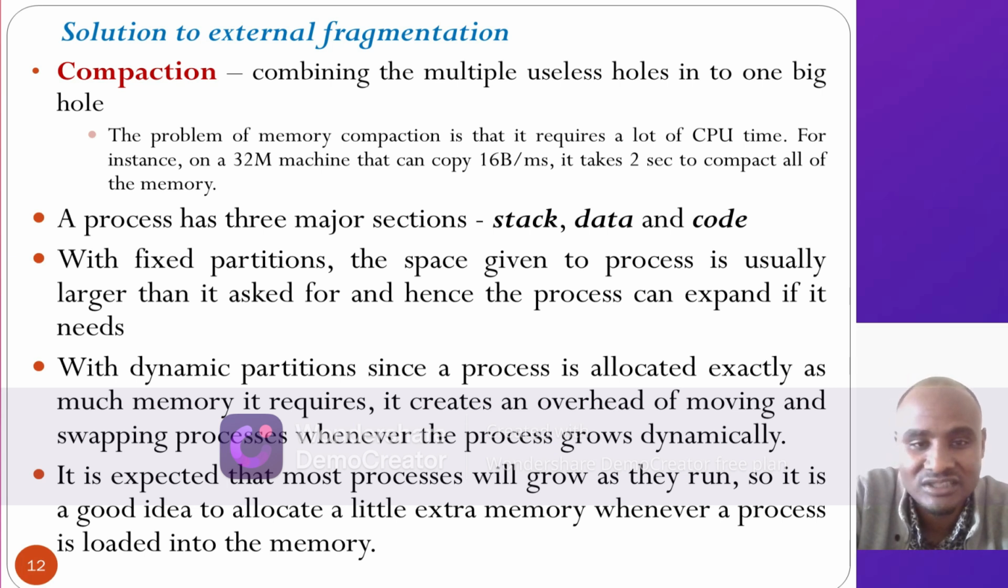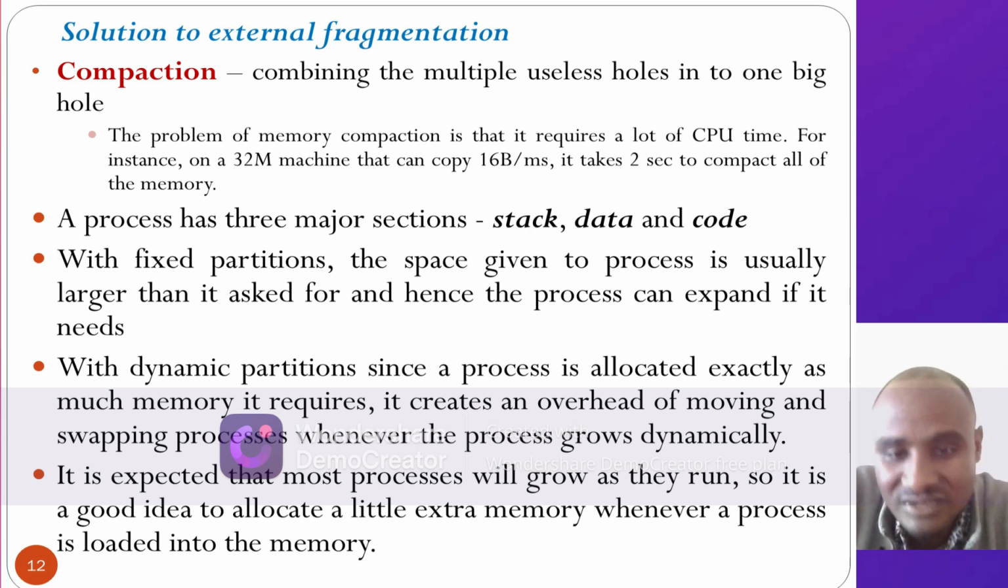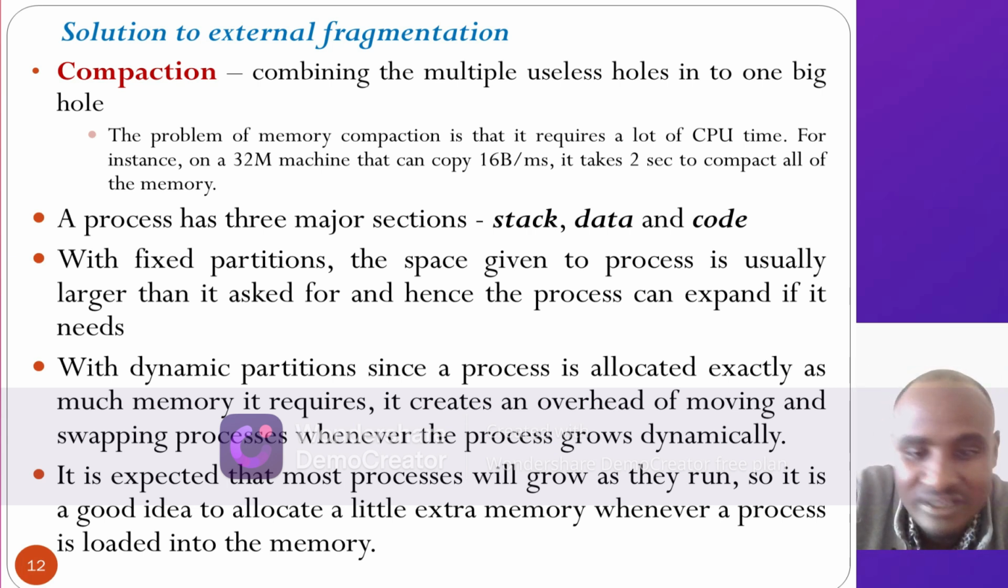A process has 3 major sections: stack, data, and code. Within a fixed partition, the space given to the process is usually larger than it asked for, and hence the process can expand. With dynamic partitioning, since the process is allocated exactly what it requires, it creates an overhead of moving and swapping a process whenever the process is growing rapidly. That is the first disadvantage.